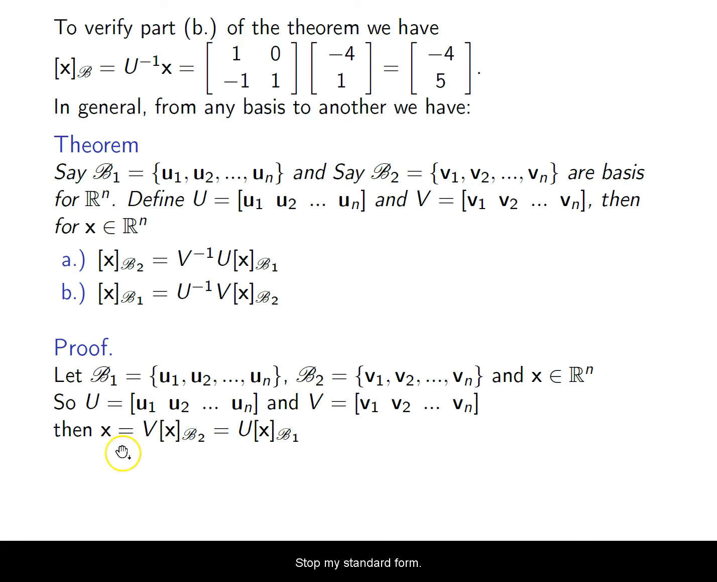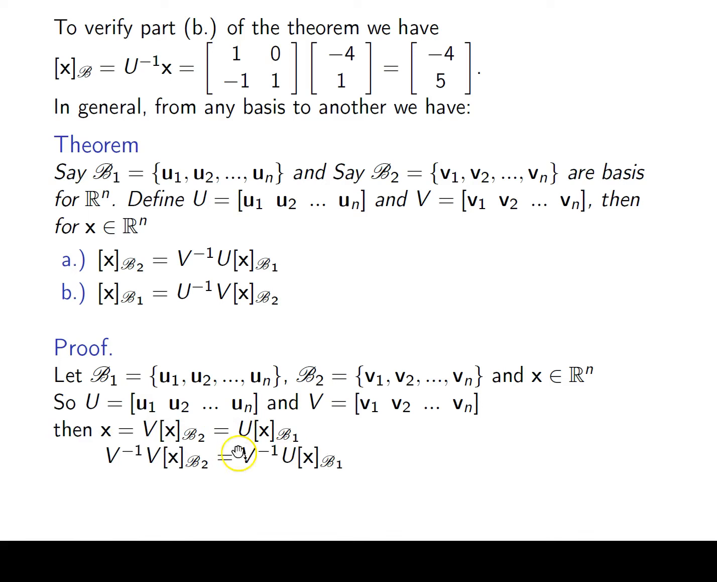So my standard form is the matrix that makes up B2 times my representation in B2, or I can call it the matrix that makes up B1 times my representation in B1. We saw that from before. What I'm going to do is play around with this equation here. All of these are the same. If I had the values and plugged them in, I would get out X.